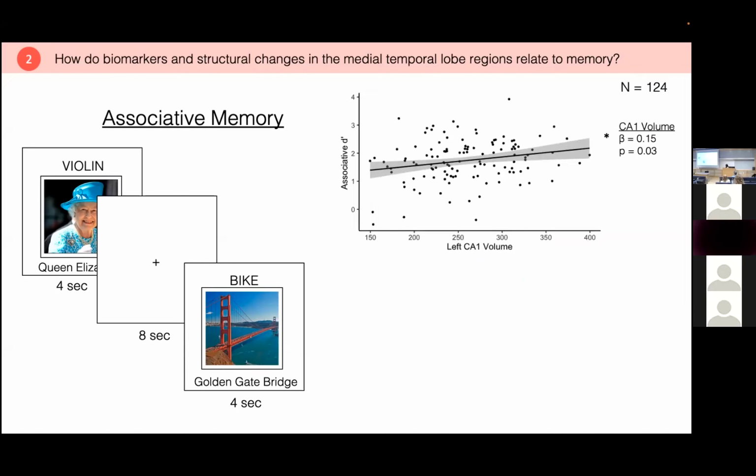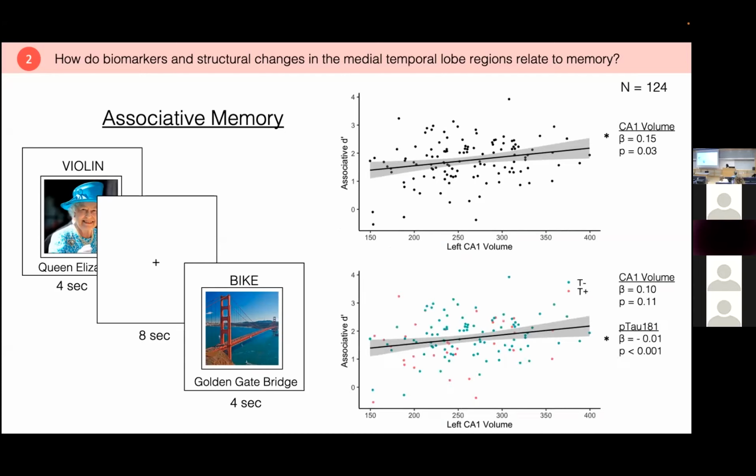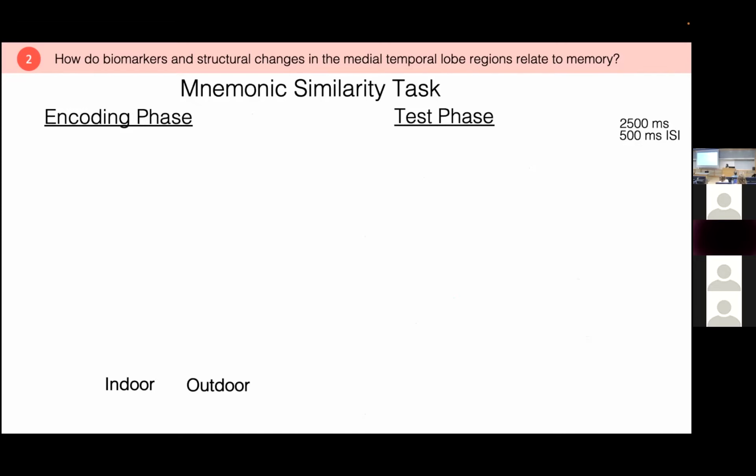Okay. And so then next we looked at the relationship between CA1 volume and performance on this task. And you can see that across the board, as CA1 volume increases, performance on this task also increases. And if we add p-tau and CA1 volume into this relationship, you can see that p-tau actually accounts for all of the variability that is being associated with CA1 volume. So in this case, CA1 volume does not seem to contribute unique variance in predicting this relationship with memory. So the next task that we did was a mnemonic similarity task. And this was done outside of the scanner.